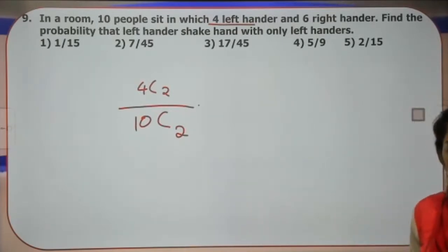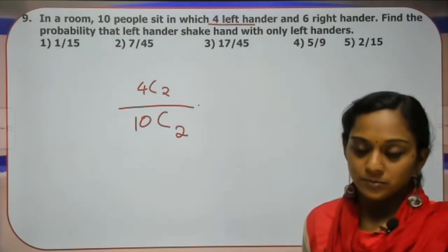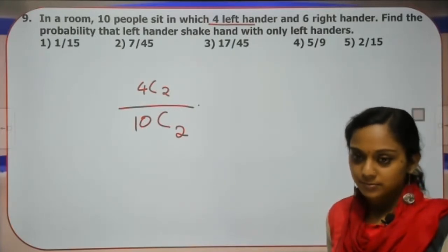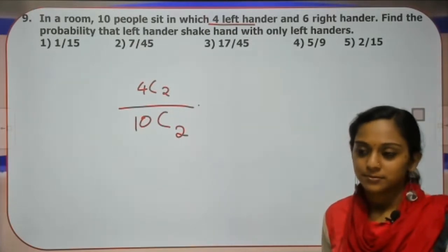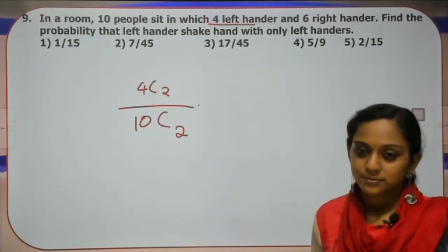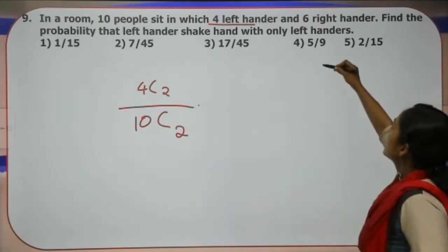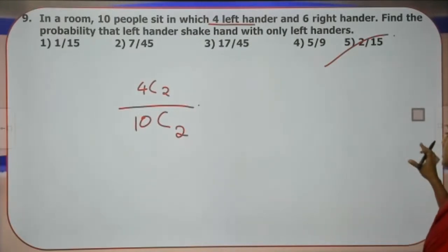Is it clear for you? Should I explain it once again? Okay, I hope it is clear for you. So our answer is option 5, 2 by 15. Just simplify this. Okay, so let's move into the next question. That is the last question of our session.